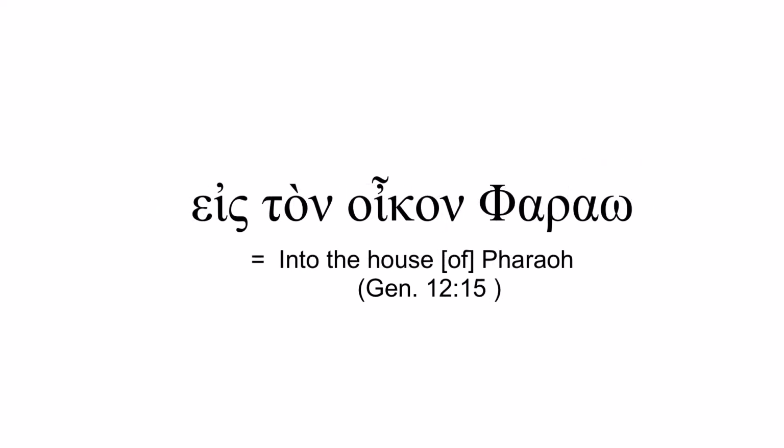Another example is this: eis ton oikon pharao. Eis ton oikon pharao. And you can tell that the word pharao means Pharaoh. The word oikon comes from the word oikos, meaning house.